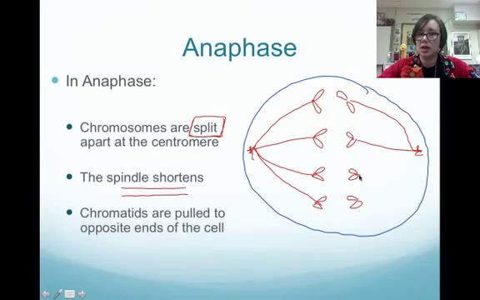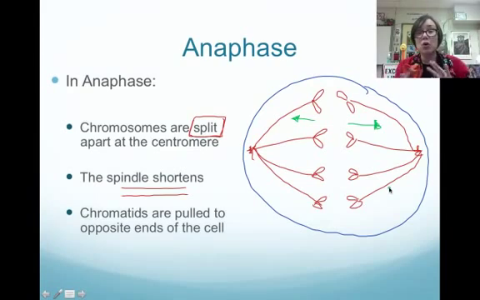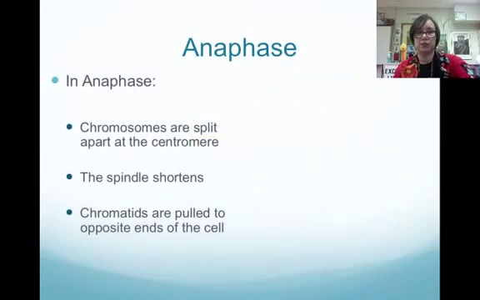Now, to help us remember what's actually happening here, I'm going to go ahead and draw in an arrow. These chromatids are moving in this direction, and the chromatids that were on the left-hand side are going to start to move to the left-hand side of the cell as well. Remember, the whole point of doing this is to separate our genetic material.